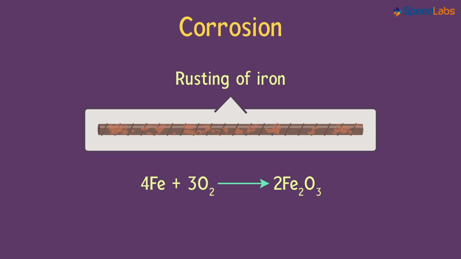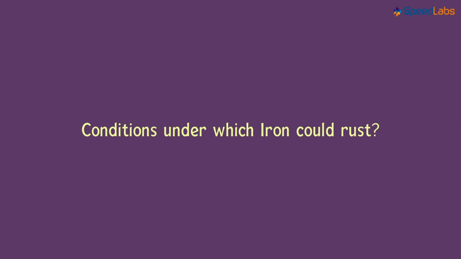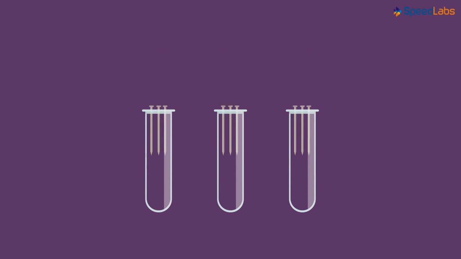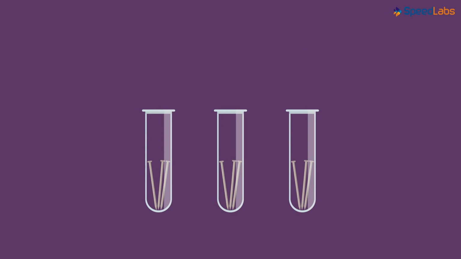But let's understand this in a bit more detail. What are the conditions under which iron rusts? We can perform a simple experiment to understand the answer. We would need 3 test tubes and place clean iron nails in each of them. Now we pour some water in the first test tube and cork it. Leave the test tube as is.